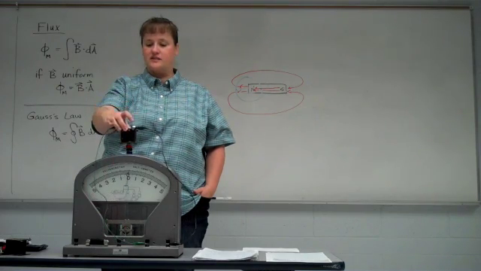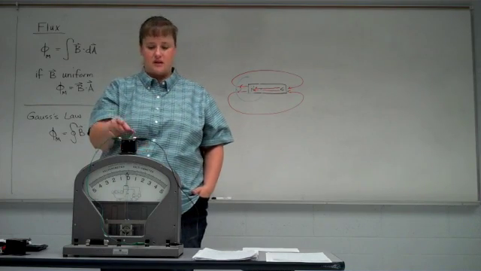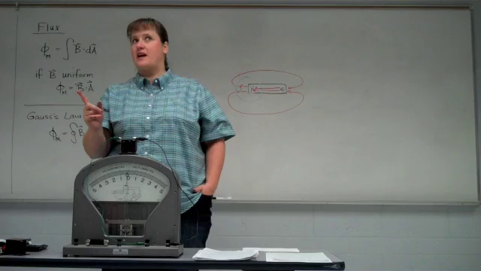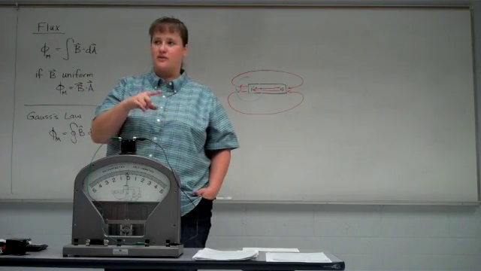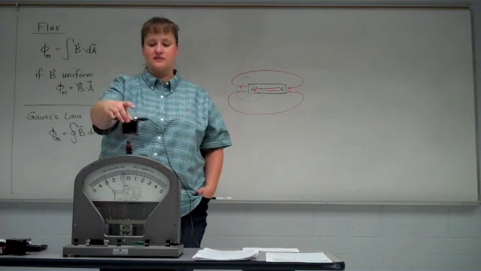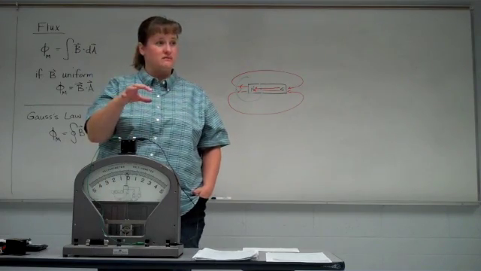We're getting current when we move either the magnet or the coil. That is an induced current, which means there had to have been an induced voltage, because current won't flow without a voltage drop. So what's happening is I'm inducing a voltage in here in the process of moving.